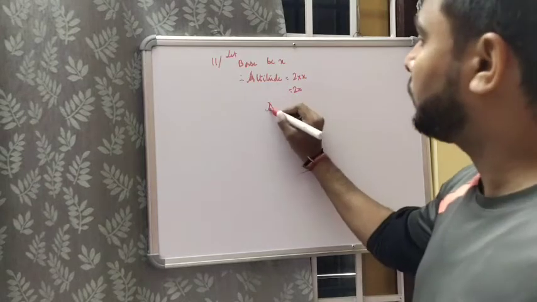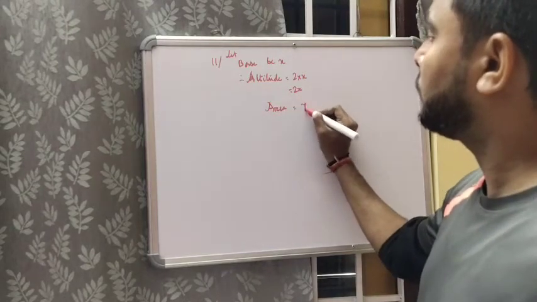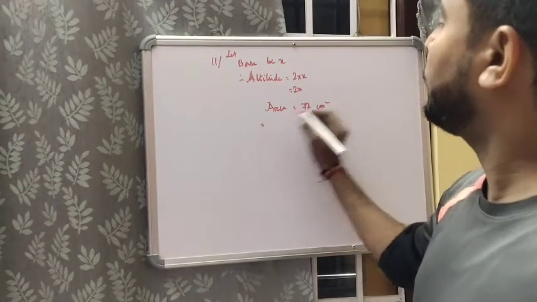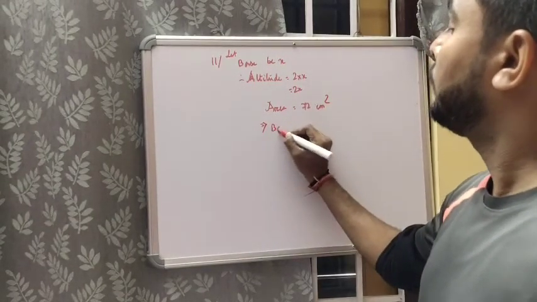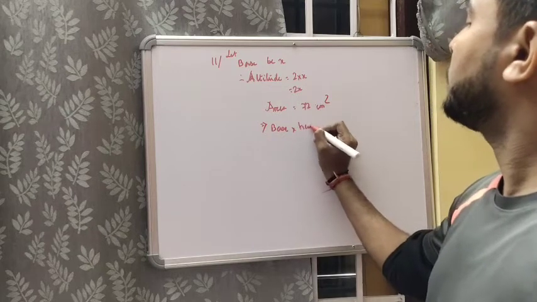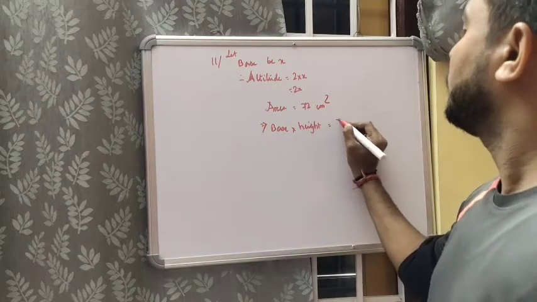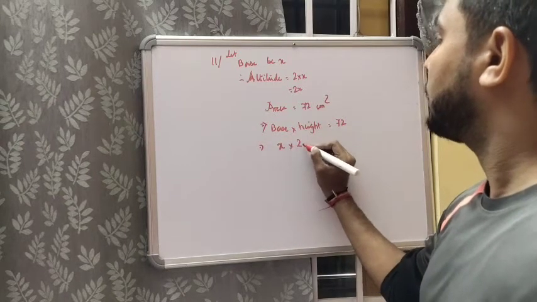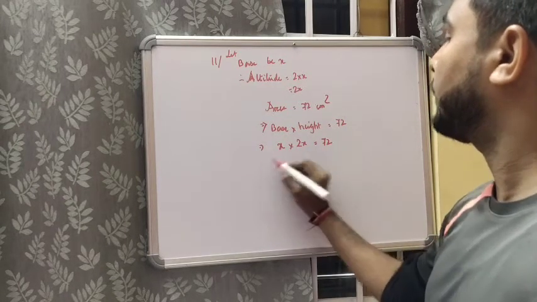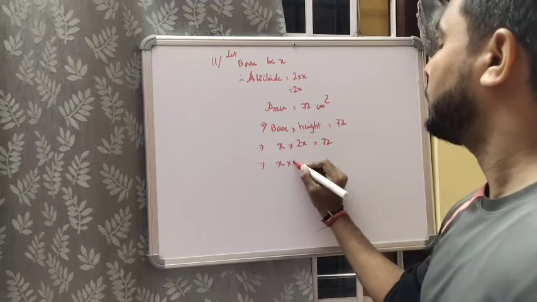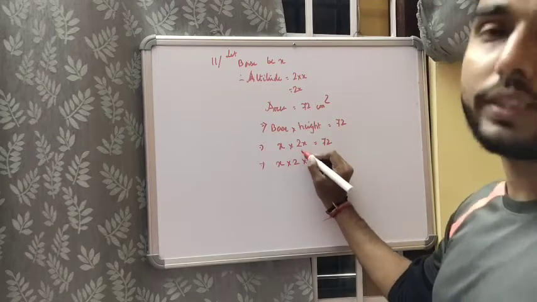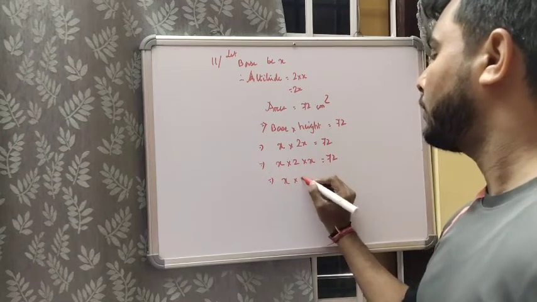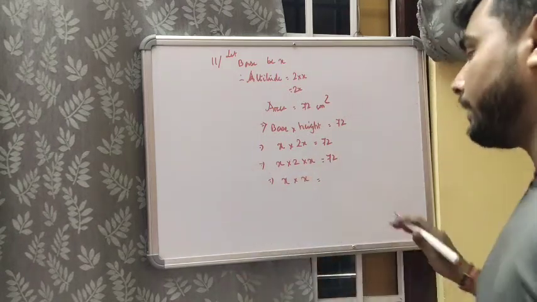Okay. Area is equal to 72 centimeters square. Now we know area of a parallelogram is equal to base into height. Base into height is 72. Base is x, height is 2x, so x into 2 into x is equal to 72. Now we need to find what? x only. So 2 will be taken the other side.